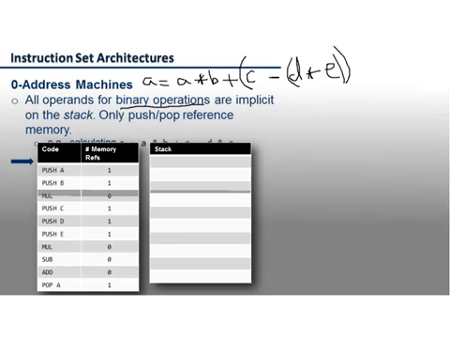Also in the zero address machine, we have terminologies called push and pop. Push indicates we have load, we need to load or input, and pop is for output. Pop shows me the results. Right, so if we have this equation, now look at the instructions, how they are done. This is only for the zero address machine.